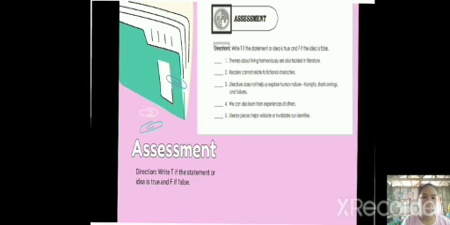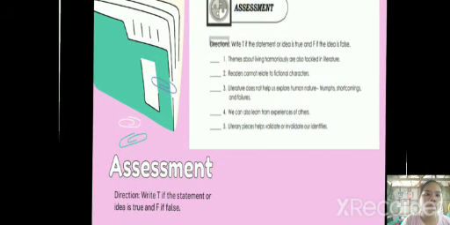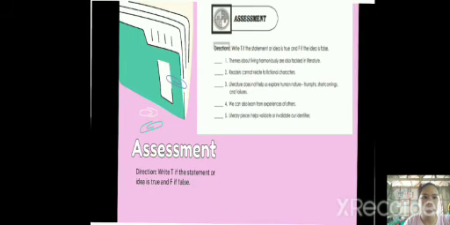Assessment. Direction: write T if the statement or idea is true and F if false. Number 1, themes about living harmoniously are also stated in the literature. Number 2, readers cannot relate to fictional characters. Number 3, literature does not help us explore human nature, triumphs, shortcomings, and failures. Number 4, we can also learn from experiences of others. Number 5, literary pieces help validate or invalidate our identities. So are you ready? Answer now.